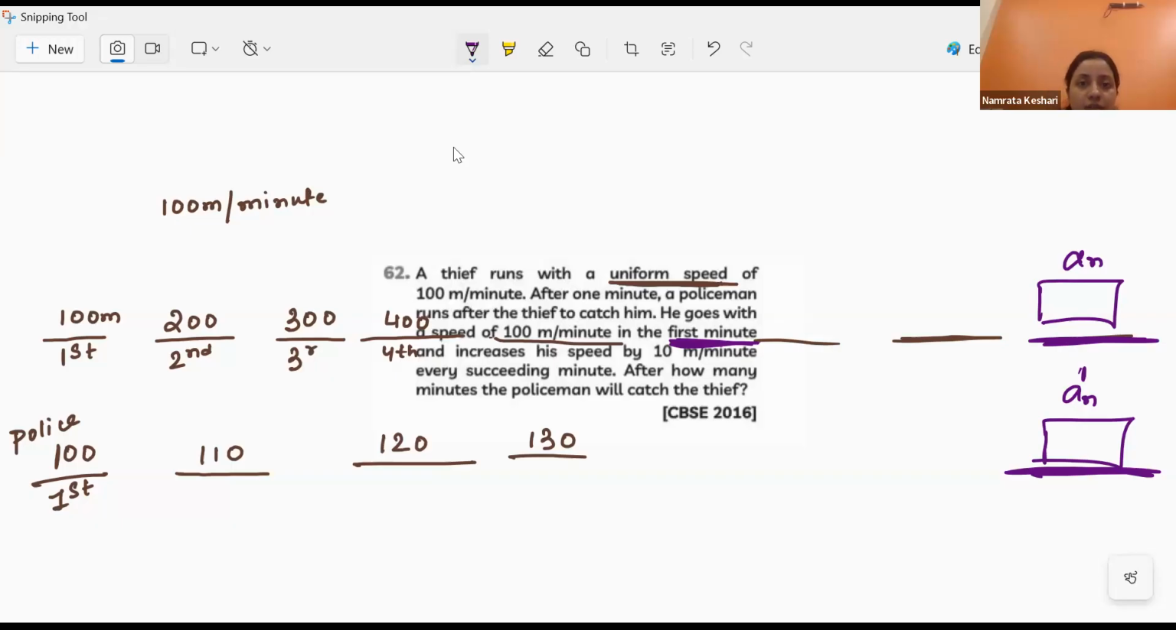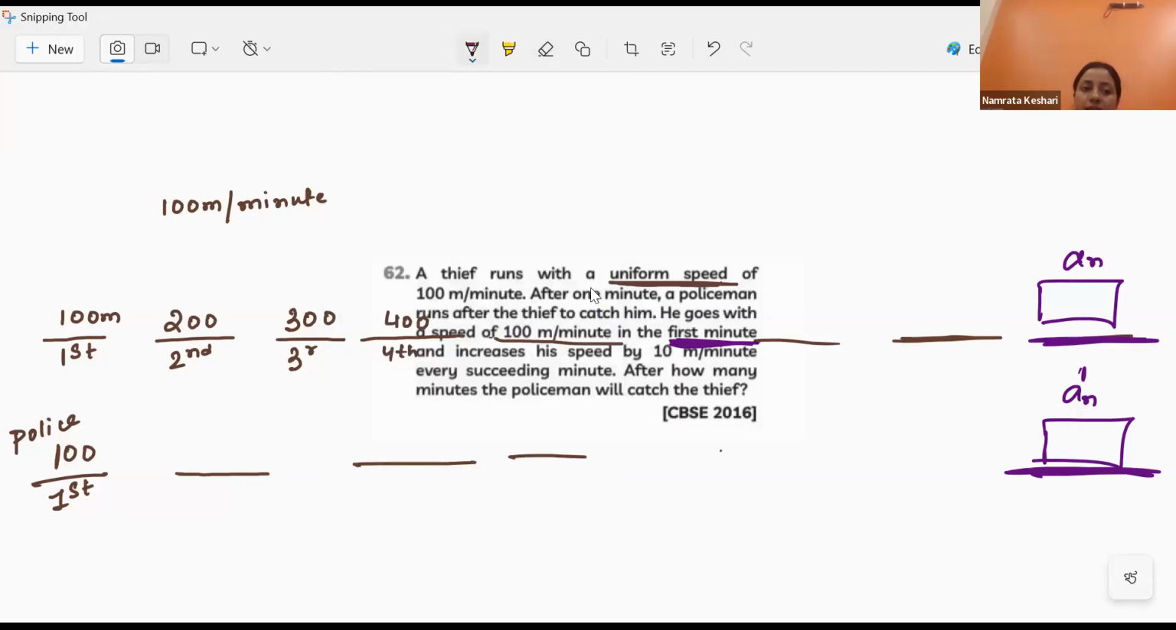But just a minute. Here I am not taking the total distance. I must take the total distance covered by the policeman also. Yeah, it is increasing by 10, but I need to take the total distance covered by the policeman. Making sense to both of you? Yes. Okay, so it will be 110, but with the previous one 100, it will be 100 added with 110. That's how it will work.